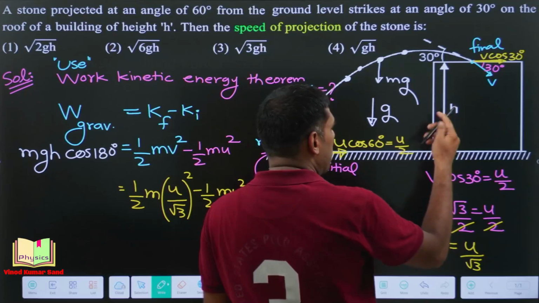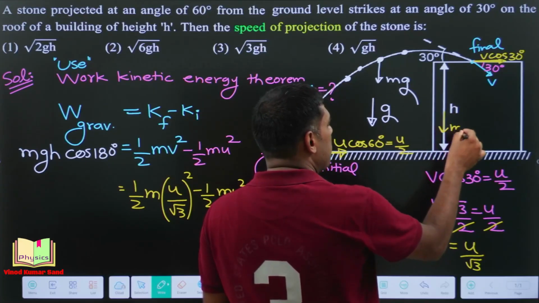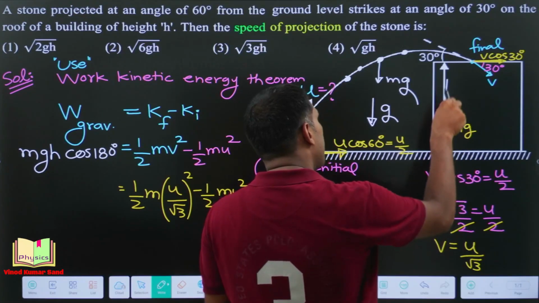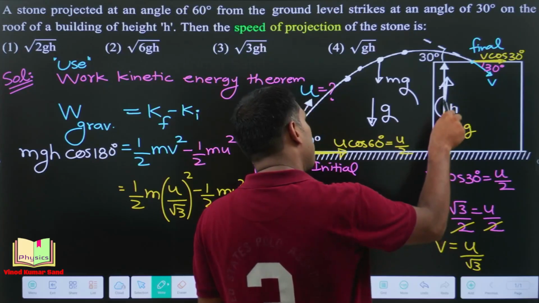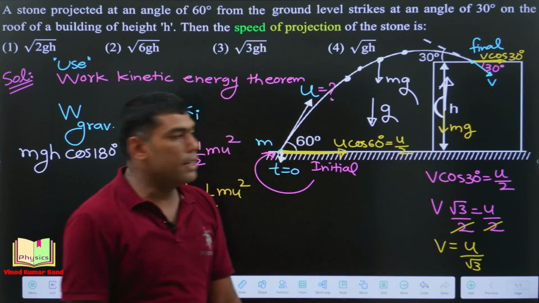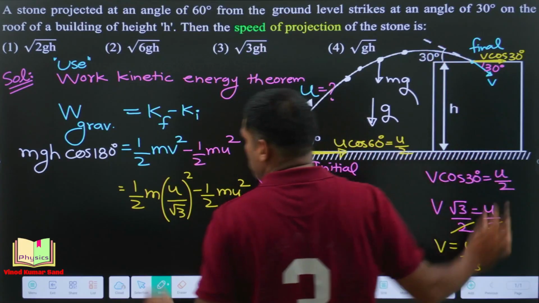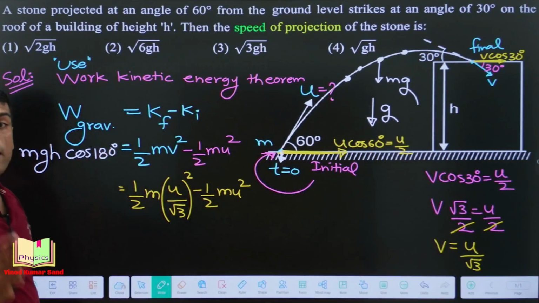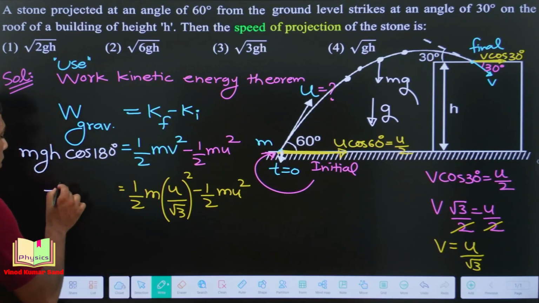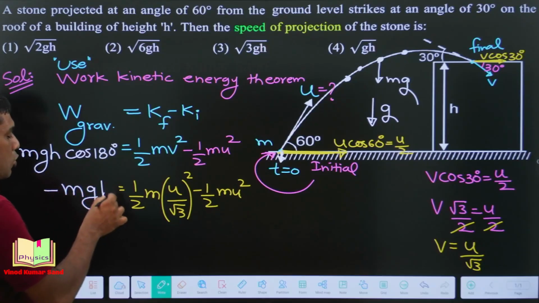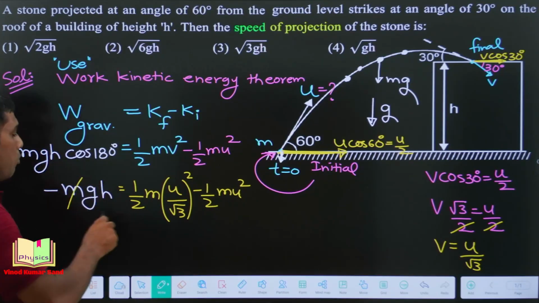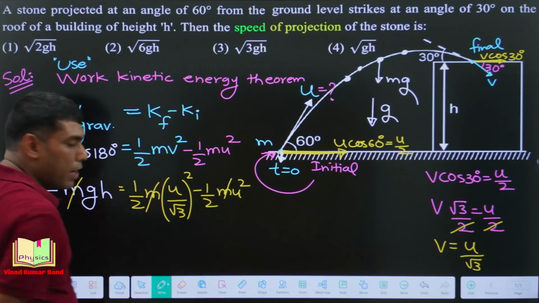I hope you got my point. I mean to say that mg is in this direction and h is in this direction. So angle between them is 180 degrees. Got it? Now simplifying this, cos 180 degrees is minus 1. So here we are left with minus mgh. This m we can cancel out now everywhere.